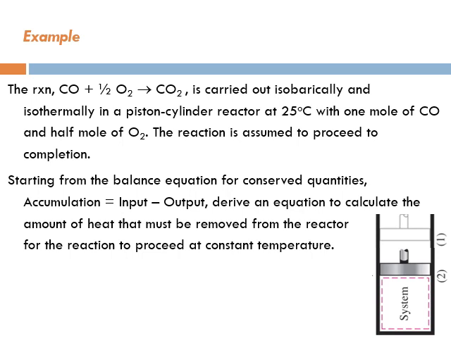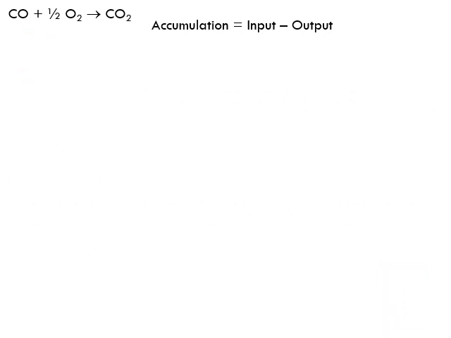Starting from the balance equation for conserved quantities, that is accumulation equal input minus output, derive an equation to calculate the amount of heat that must be removed from the reactor for the reaction to proceed at constant temperature. Of course, this reaction is exothermic, it's combustion, and in order to carry out isothermal, you need to remove a certain amount of heat. Right, so let's begin then.